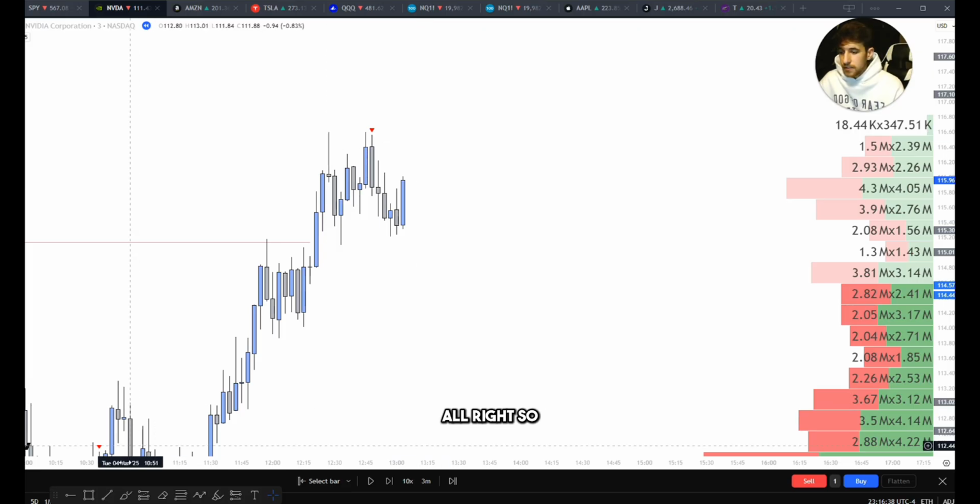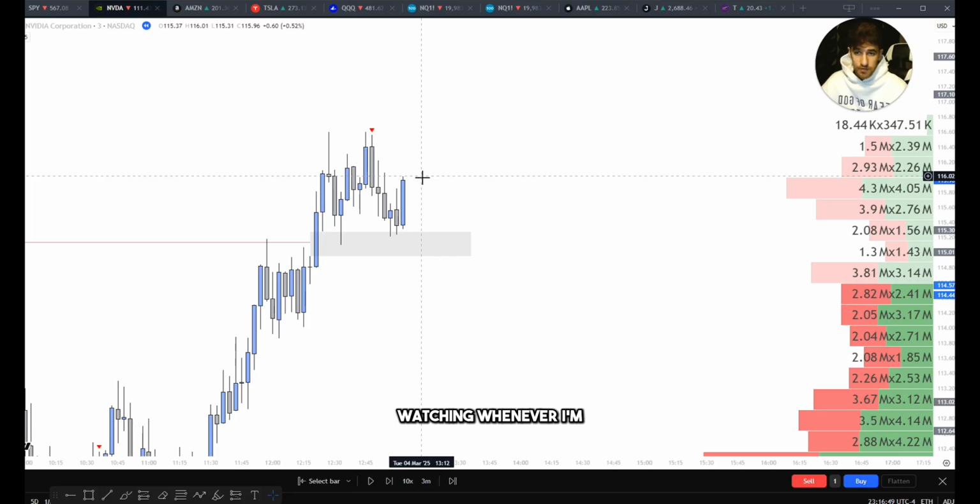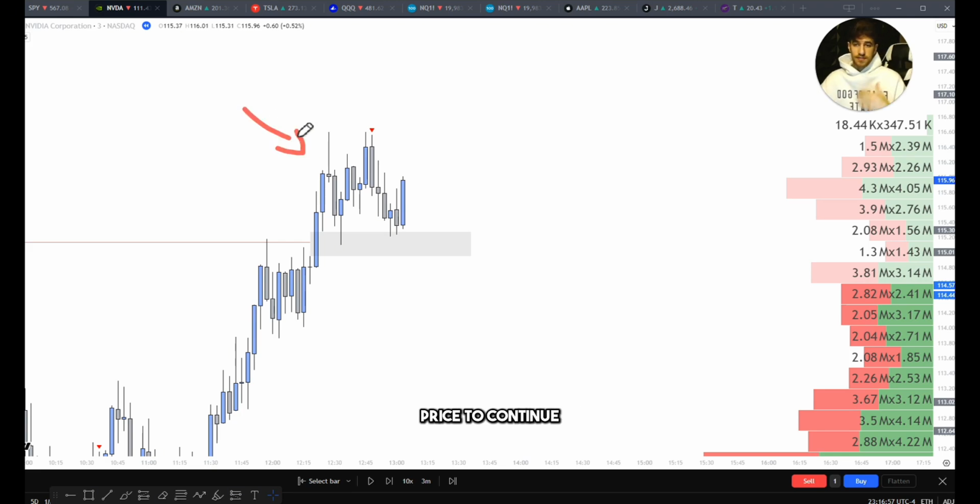All right. So this looks like a good trade, right? You have a very nice break of structure, you have a very nice fair value gap, and everything looks perfect, right? But there's one thing I'm also watching whenever I'm taking a trade, which is how are the candles to the opposite end moving as well, okay? Because this is also going to show me that, hey, did we get enough strength for price to continue, or did we just get some crazy rejection back down?